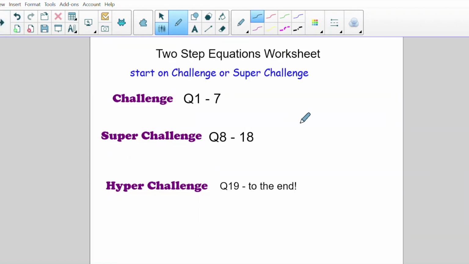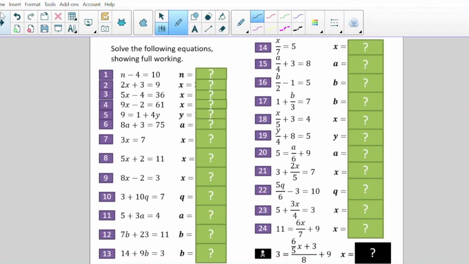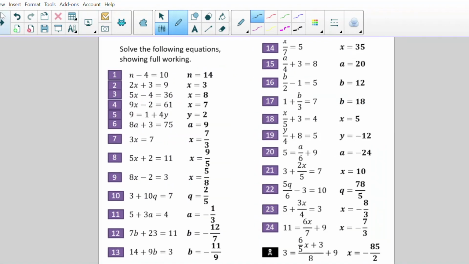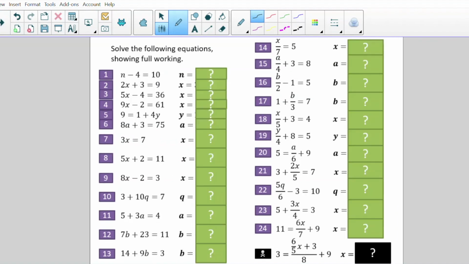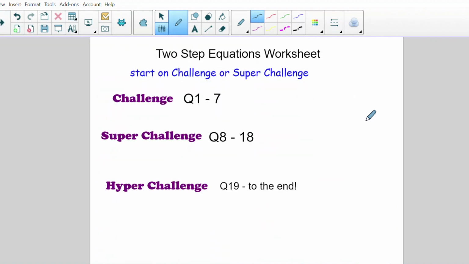Right, now I'd like you to have a practice at some two-step equations. So you need to find the two-step equations worksheet that is attached to the assignment, and you can start on the challenge or the super challenge, and hopefully some of you will progress onto the hyper challenge. The worksheet looks like this, and you'll find the solutions here look like this. These are also detailed in the assignment.